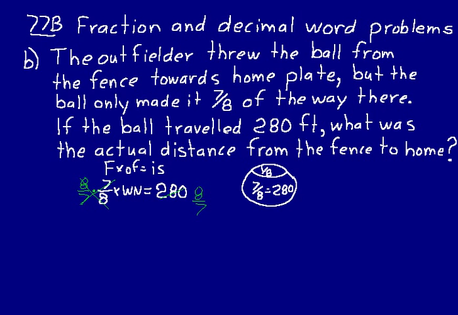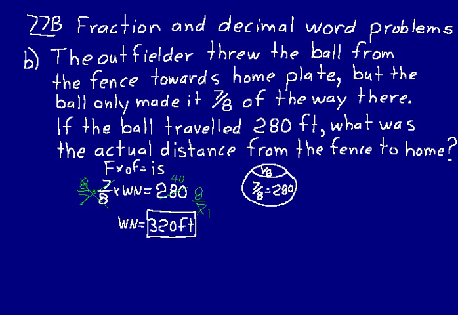280/7, that would be the same thing as 40/1. And so then we can just do 40 times 8, that equals 320. And so our unknown value is 320 feet. That's the actual distance from the fence to home plate.